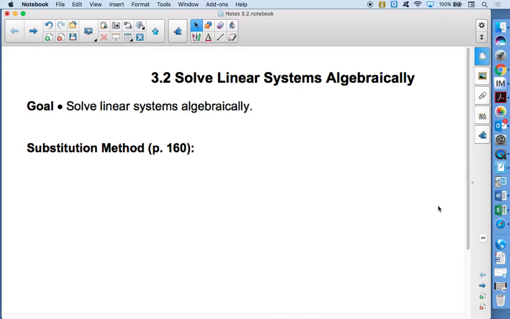So if you turn to section 3.2 in your notes, I'm going to talk about substitution first, and then we'll flip to the next page and look at elimination.